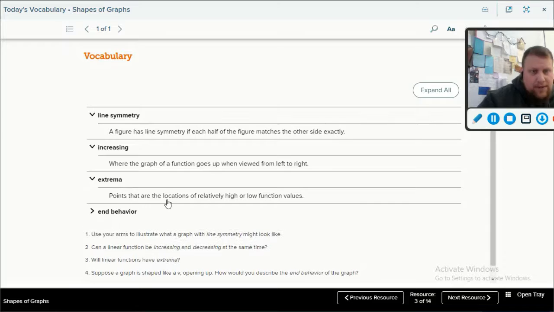Extrema. These are points that are the locations of relatively high or low function values. So we have relative highs, relative lows. We'll explain that mostly in the next day's lesson.